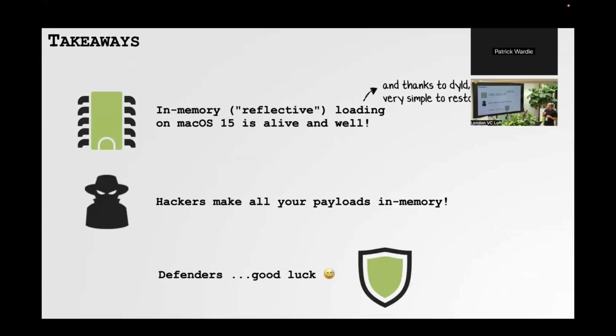Two main ones. In-memory reflective loading on macOS is, thankfully, still alive and well, and this is all thanks to just using an old version of DYLD. So if you're a hacker, use in-memory payloads. Don't be lazy. Don't write your stuff out to the file system. That's absurd. You're going to get flagged. You're going to get collected. You're going to get detected. Lame. And if you're defenders, I wish I had better news, but good luck.